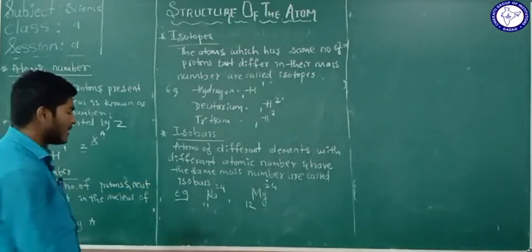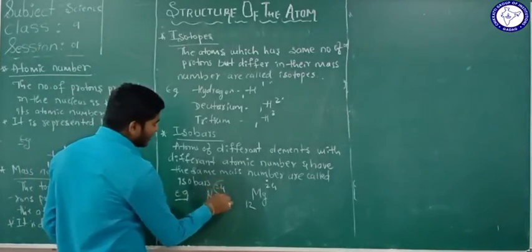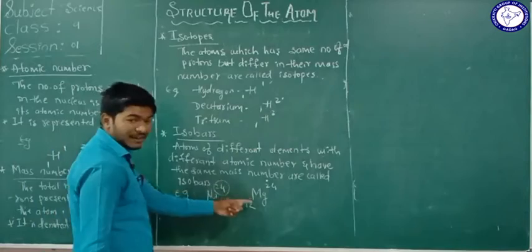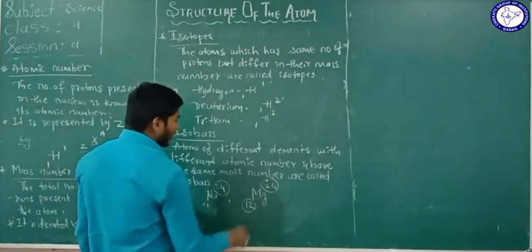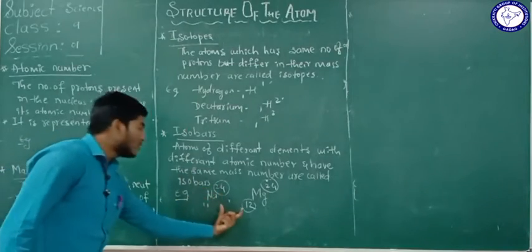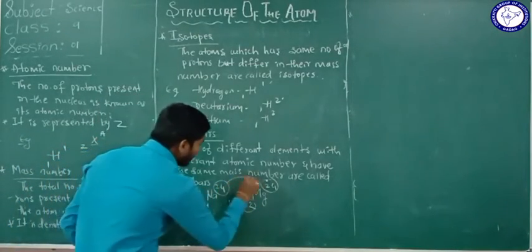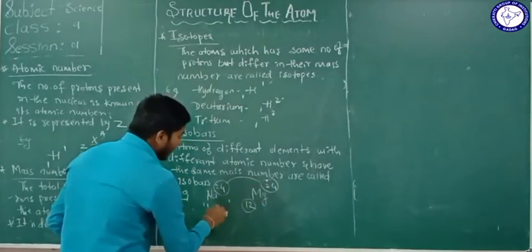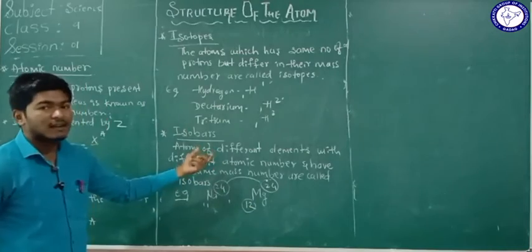For example, sodium with atomic number 11 has mass number 24, and magnesium with atomic number 12 has mass number 24. So isobars are atoms of two different elements that have the same mass number but differ in their atomic number. These elements are called isobars.